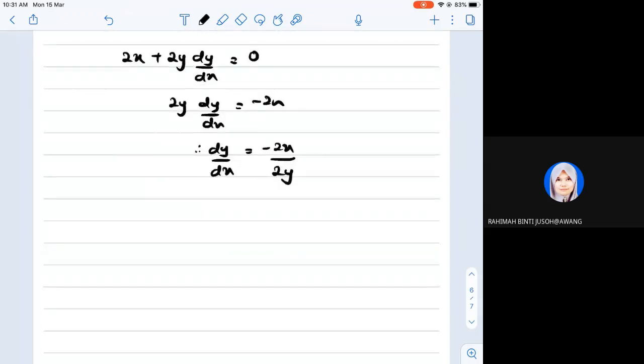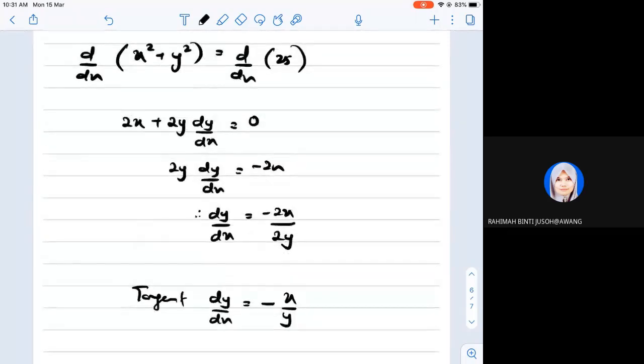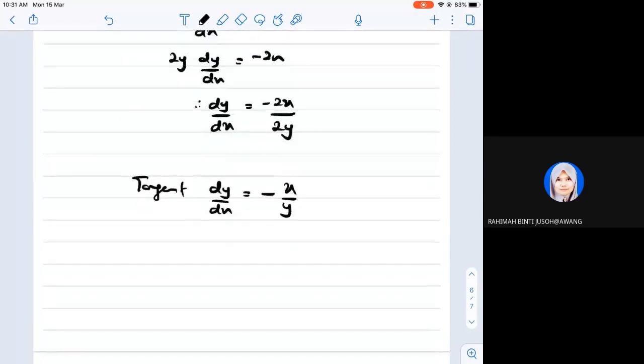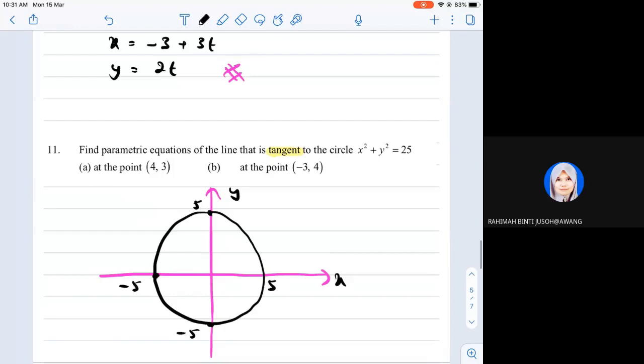So we will have tangent dy dx equals to 2 divided by 2. Of course, you can cancel, right? X over y. Like this. Okay, so now kita dah ada kita punya tangent kita. Alright, now in order to find the equation of line, we need to have two things.